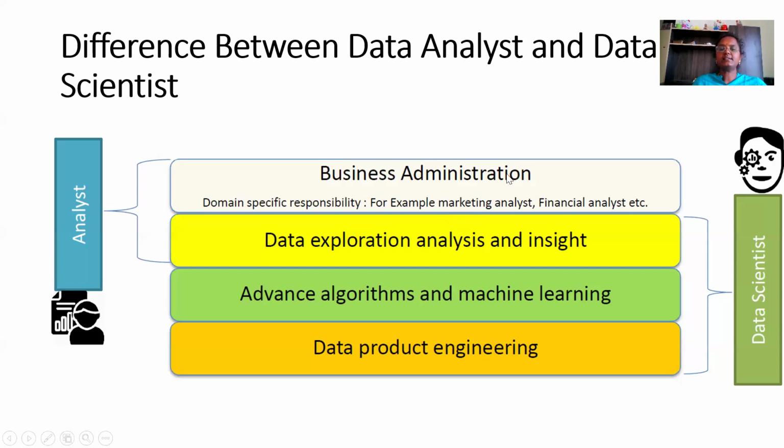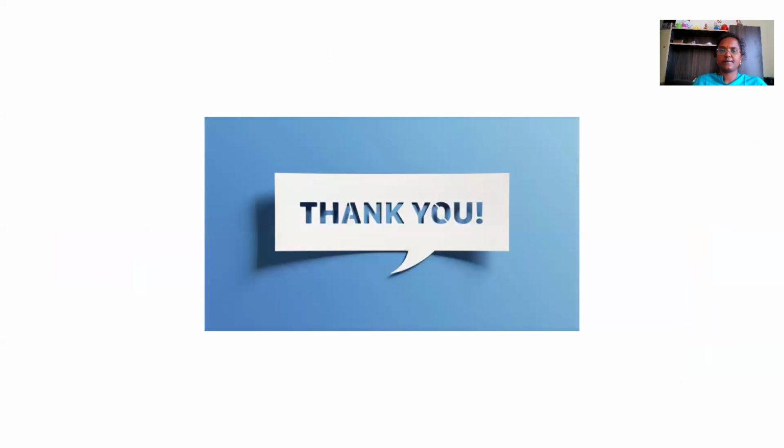And the data scientist will take care of three important processes: data exploration analysis, advanced algorithms and machine learning, and data product engineering. We have many advanced algorithms and machine learning techniques for data analysis. Everything is advanced techniques. For the advanced technique explanation, I'll separately create a course. As of now, we are concentrating on the basic data analysis process.